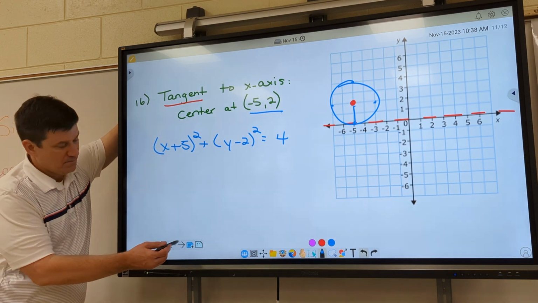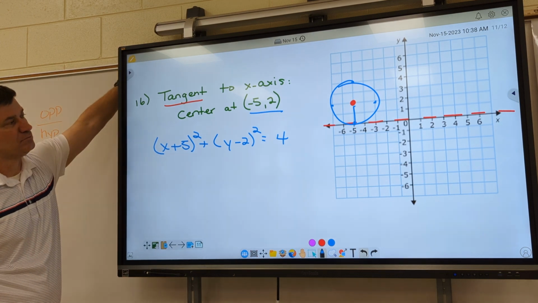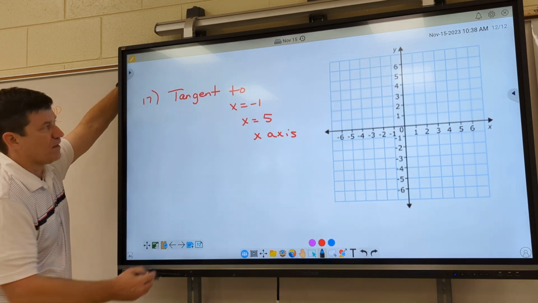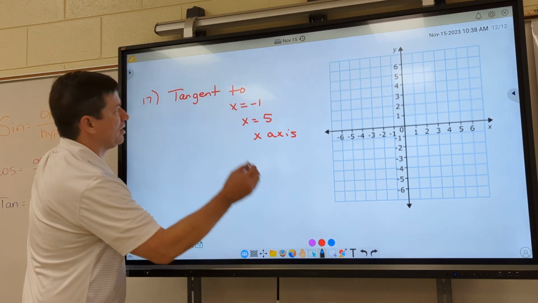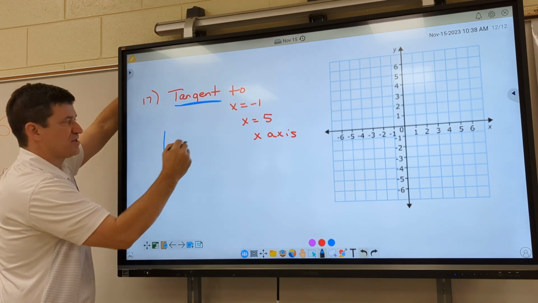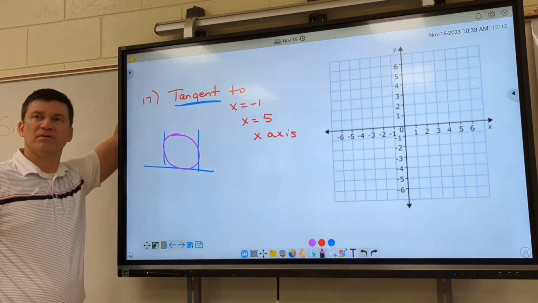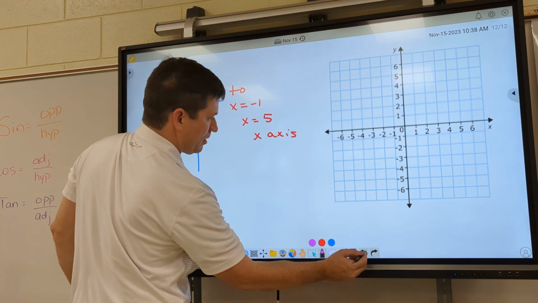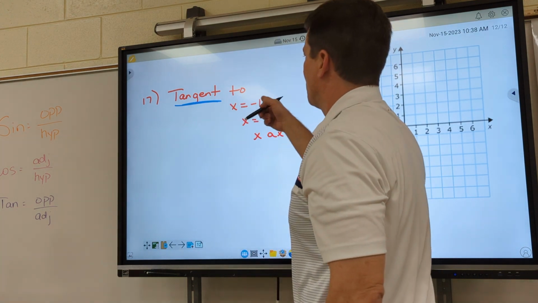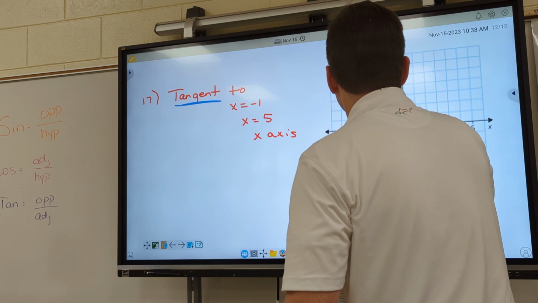All right, 17. Tell me when you're good. All right, so on the last problem, we learned what this word means, tangent. So if we got 3 lines, it's going to be something like this, and your circle is going to be on the inside, and it's got to touch all 3. So I need a dotted line at -1. Now it says x equals -1, so you go on the x-axis, find -1, and your dotted line goes through that point.